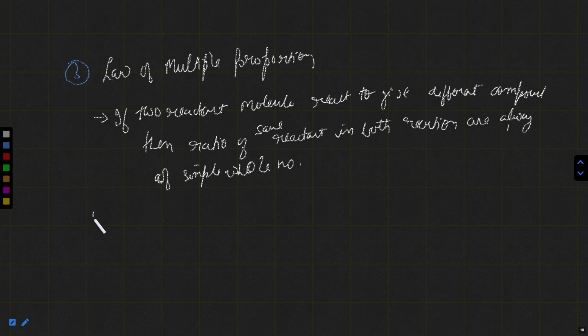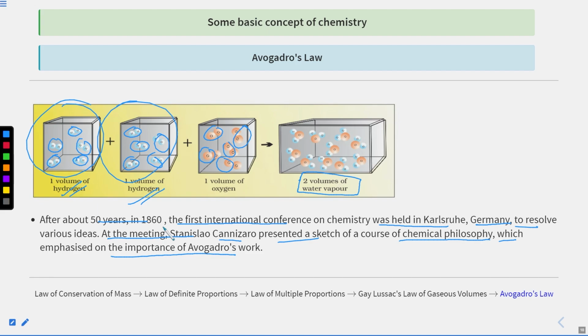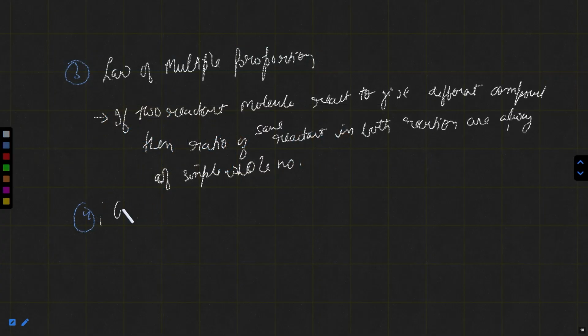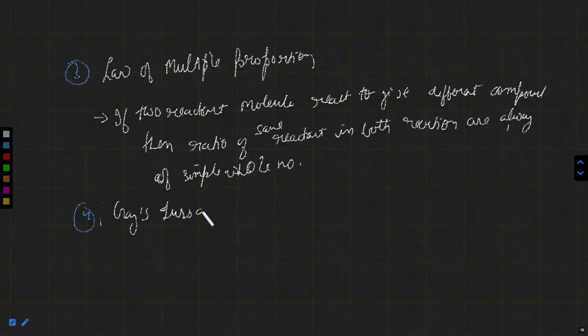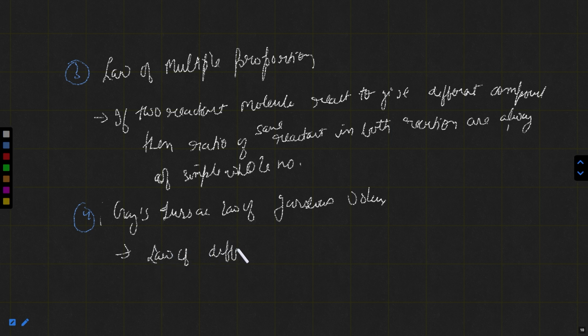Next is Gay-Lussac's law. So what was Gay-Lussac's law? I would write Gay-Lussac's law of gaseous volume. So this law was nothing but the law of definite proportion by volume.